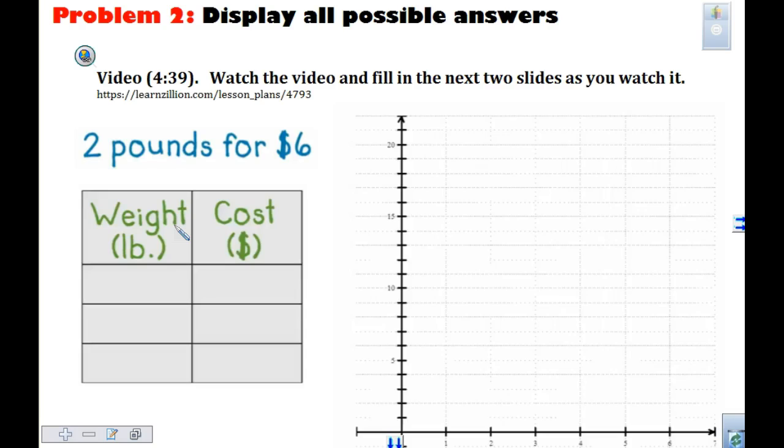I am going to be playing this video, and in the video today, as you are watching, you will notice it says, watch the video and fill in the next 2 slides. So in this one, you will be able to fill in this table and you will fill in the graph. You will fill both of these in, and then the next one down where it talks about the distance in miles per hour. You will fill both of these in as you are watching this video.